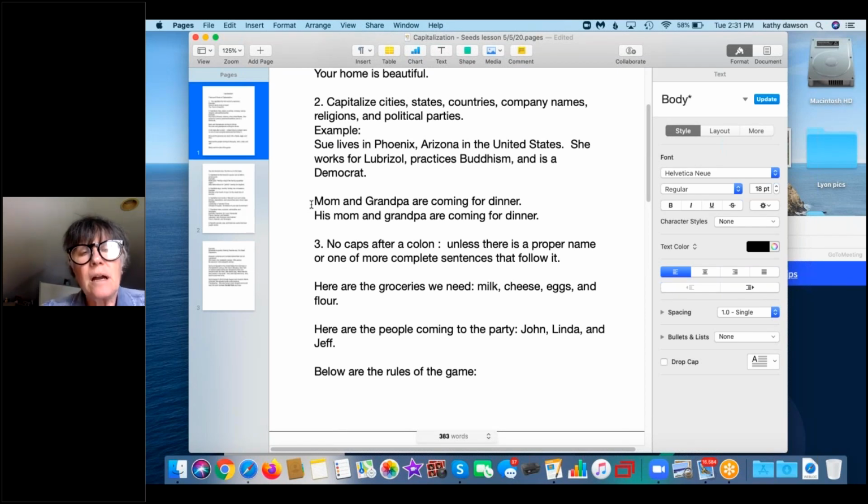If you're referring to someone directly and saying, "Mom and Grandpa are coming for dinner," mom's name is Betty, but you're not calling her Betty. You're calling her mom. It's capitalized. But if you're referring to someone else's mom, like his mom, I'm sorry, could you say the last part again? Sure. In this top sentence, Mom and Grandpa are coming for dinner, you're referring to your mom, so that's why it's capitalized. This one here, you're referring to someone else's mother. His mom and grandpa are coming for dinner. That's not capitalized. It's only if you're referring to your own mom or your own relative, right? Okay, that makes sense.